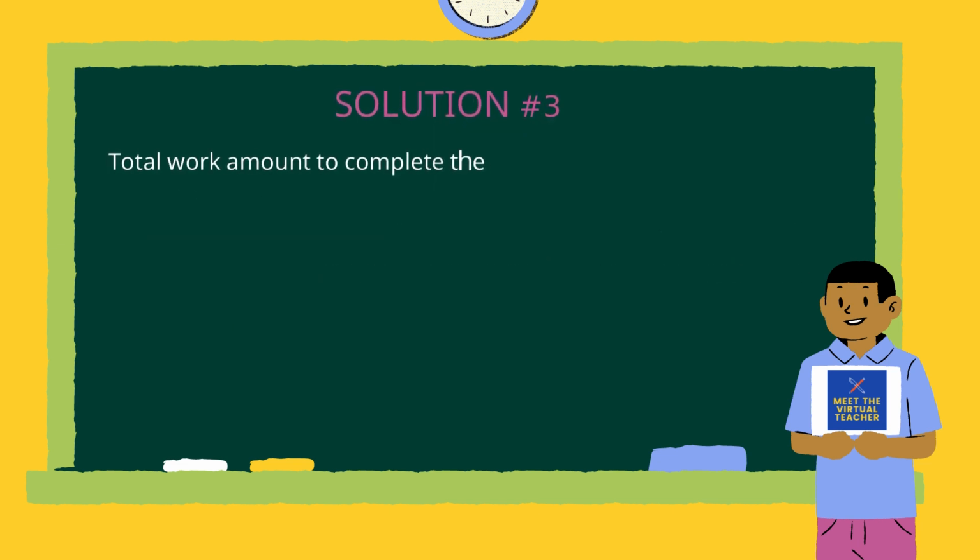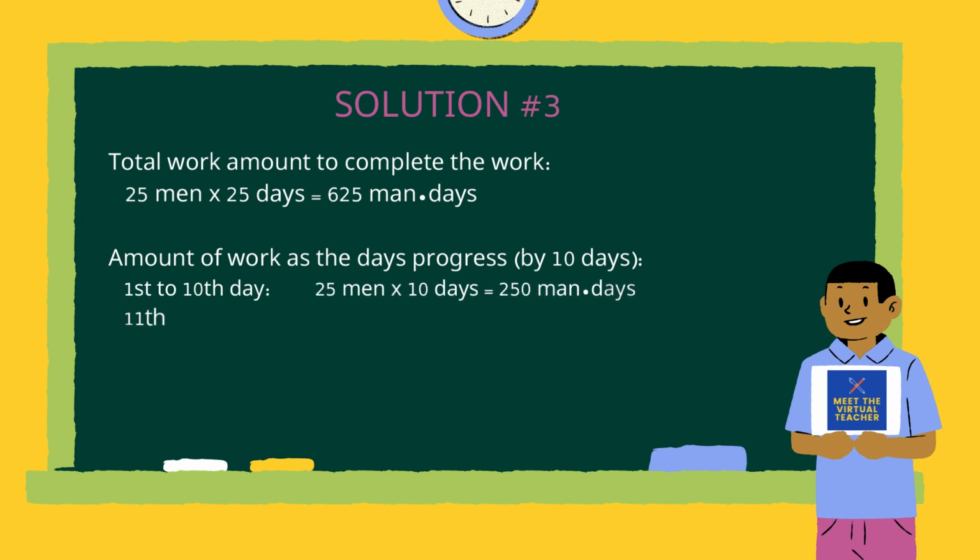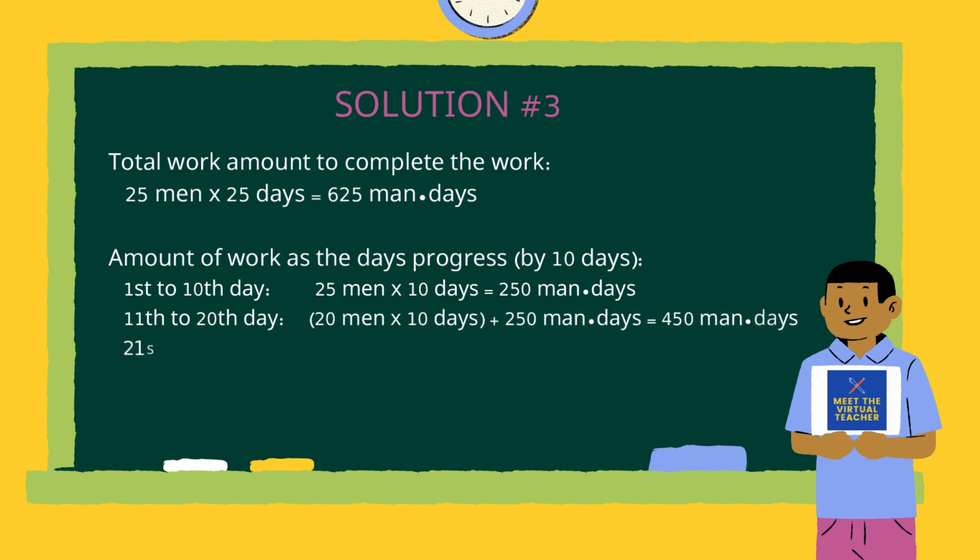Solution. First, we will compute the total work amount to complete the work. 25 men times 25 days is equal to 625 man days. But since 5 men left every 10th day, we will compute the amount of work every 10 days. So from 1st to 10th day, there are 25 men times 10 days is equal to 250 man days.